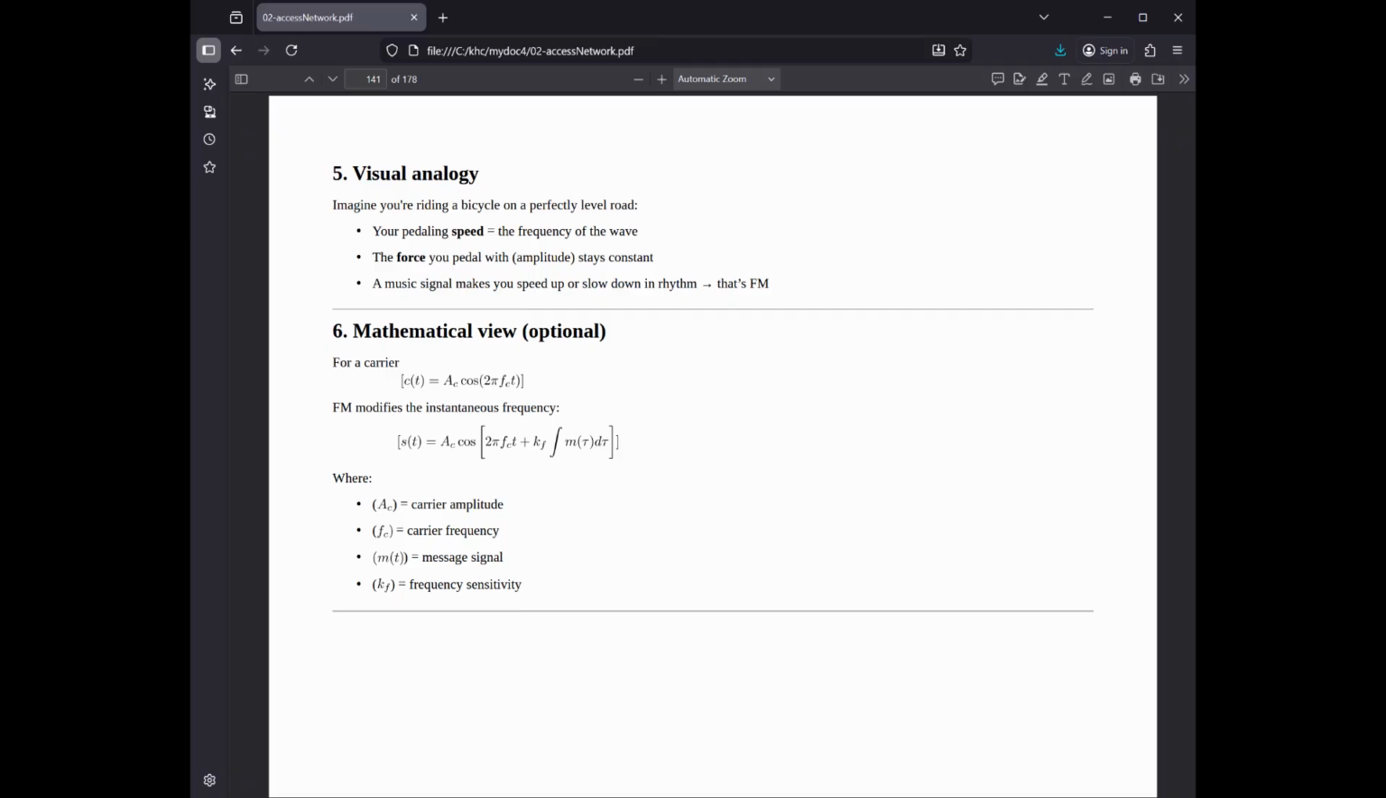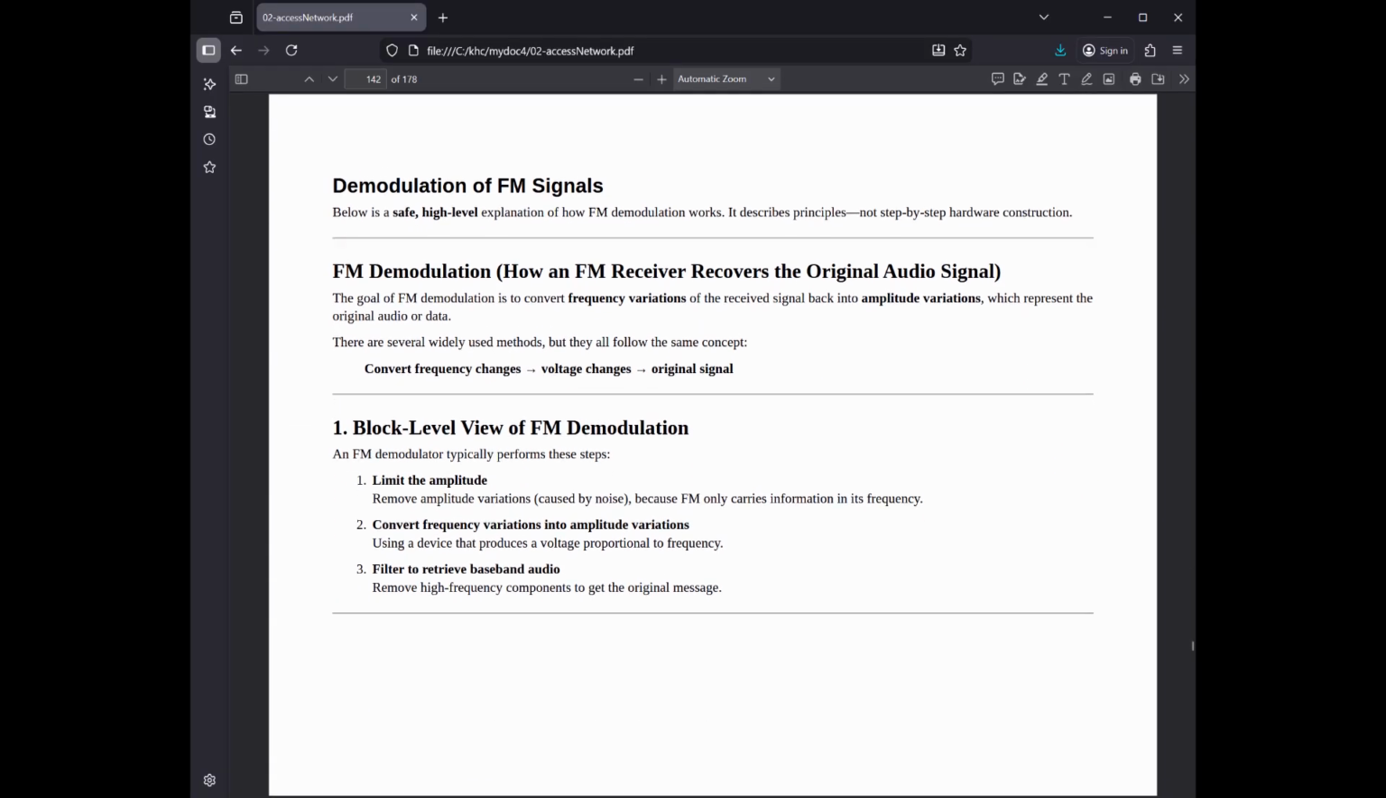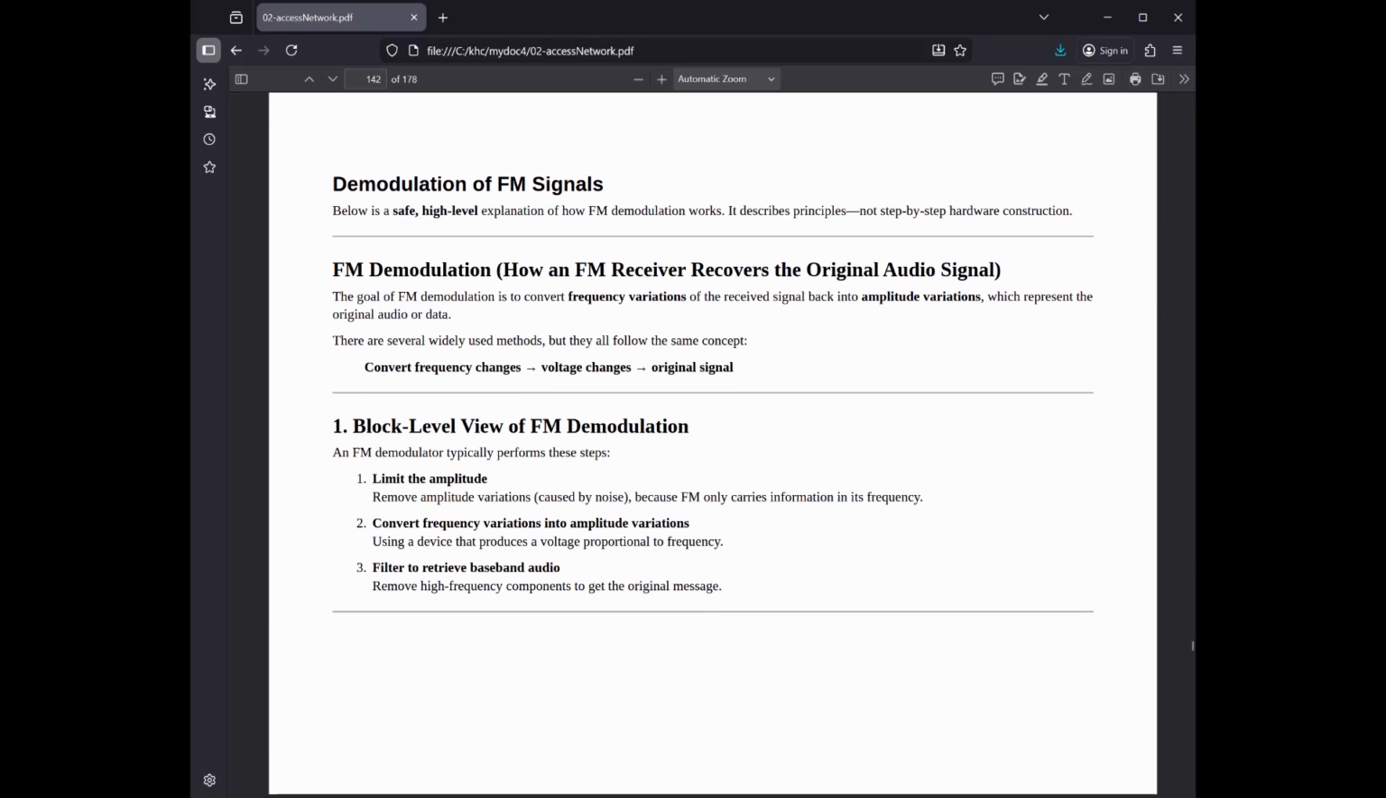Demodulation of FM signals. Demodulation is the process of extracting the original message, like audio, from a frequency-modulated wave. Since the information in FM is hidden in the timing, or frequency, rather than the strength, or amplitude, the goal of a demodulator is to act as a frequency-to-voltage converter. Here is an introduction to how this is achieved, ranging from simple analog methods to modern digital techniques.